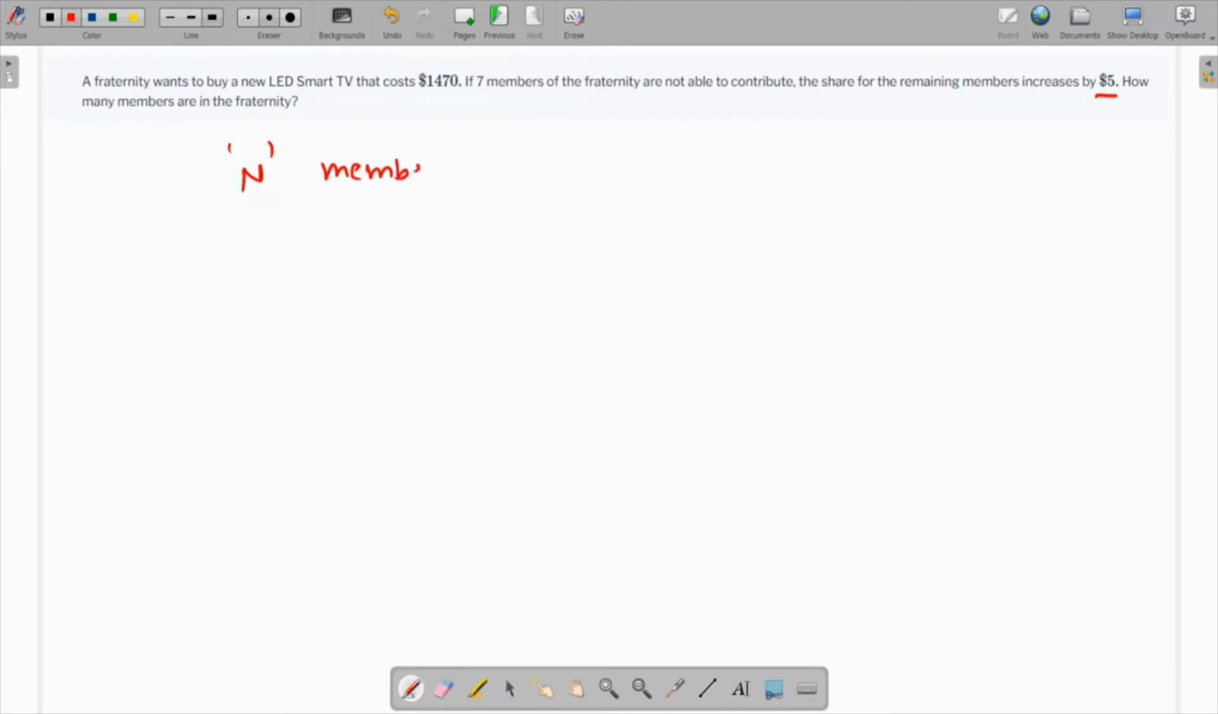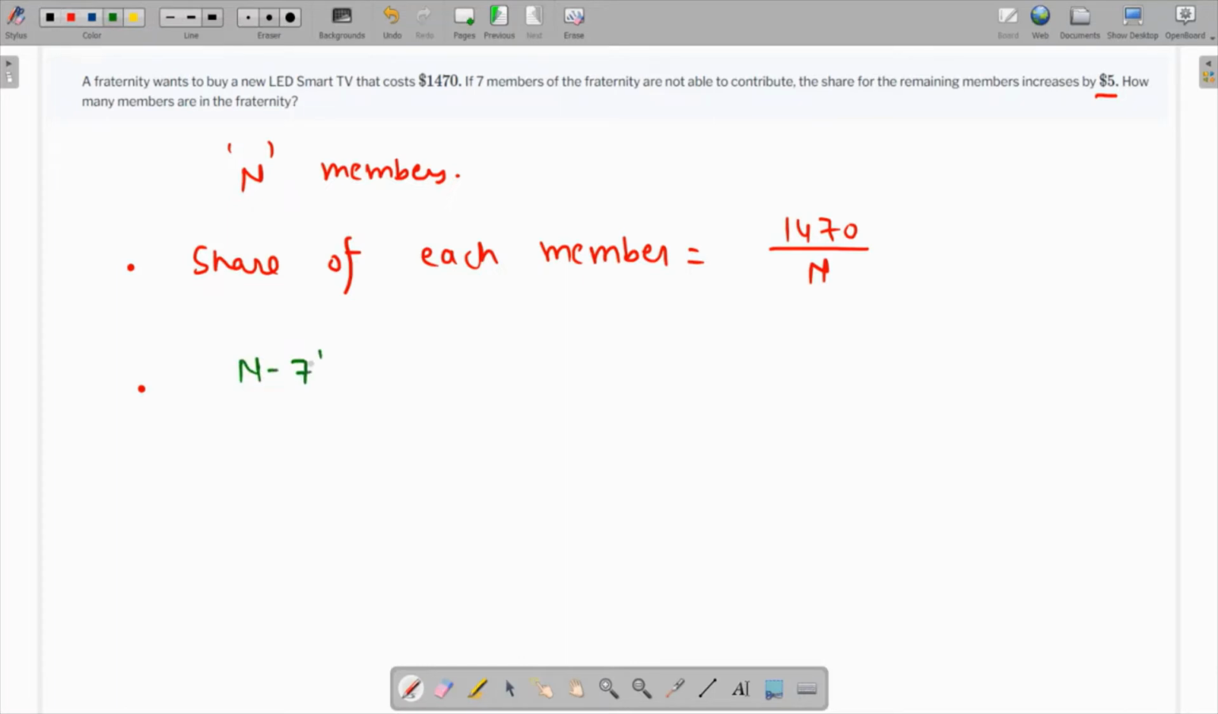n members, and therefore the share of each member is nothing but 1470 over the number of members. Now, when 7 members leave, the total number of members is n minus 7, and the share becomes 1470 over n minus 7. Let's call this equation 1, and this equation 2.